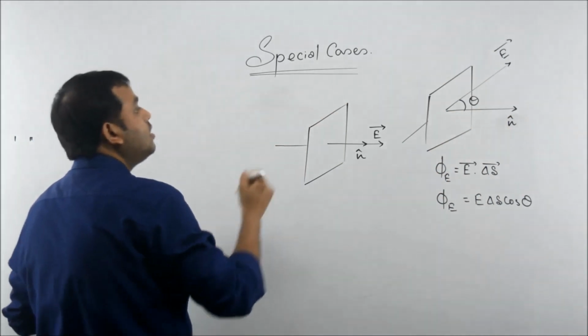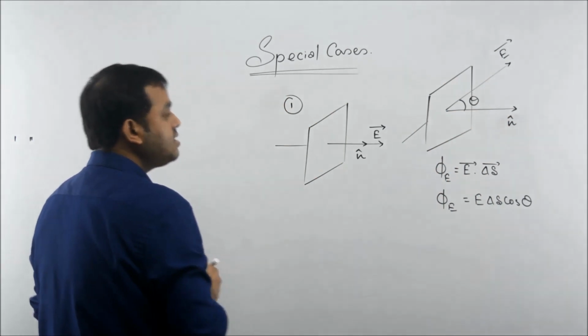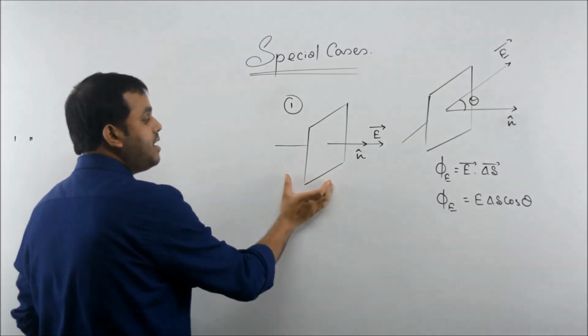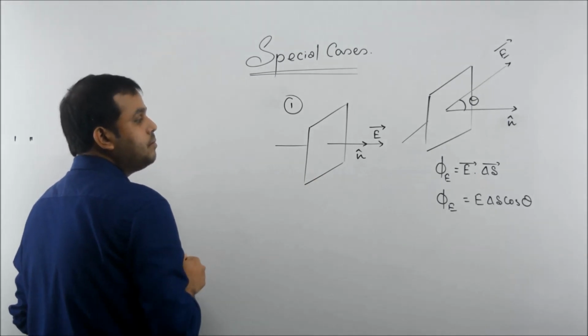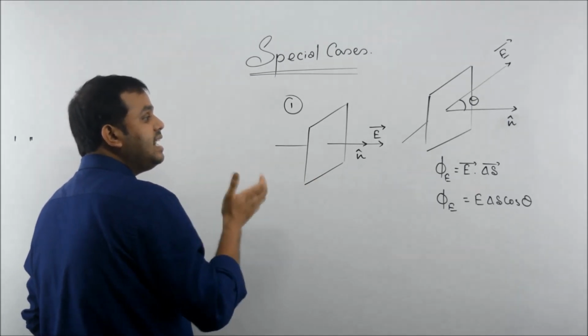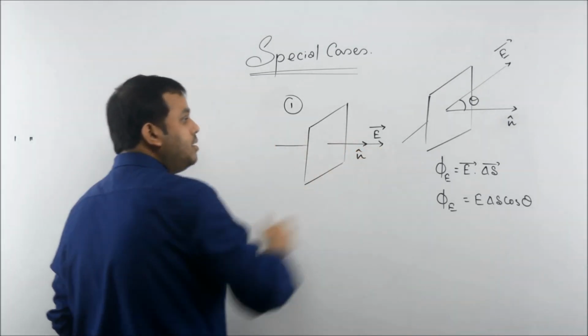Now this is special case number 1. In this case, again this planar area is placed in a region of uniform electric field only, but this time the entire electric field, or you can say the direction of electric field, is along the normal only.